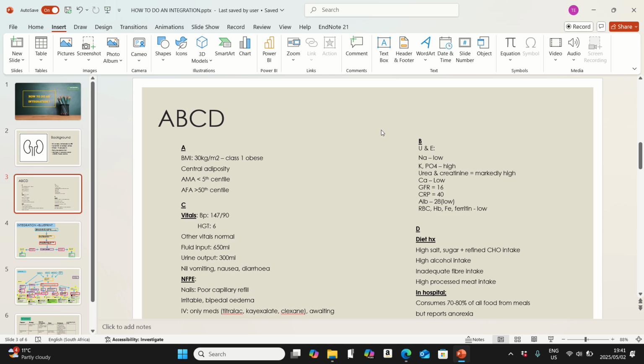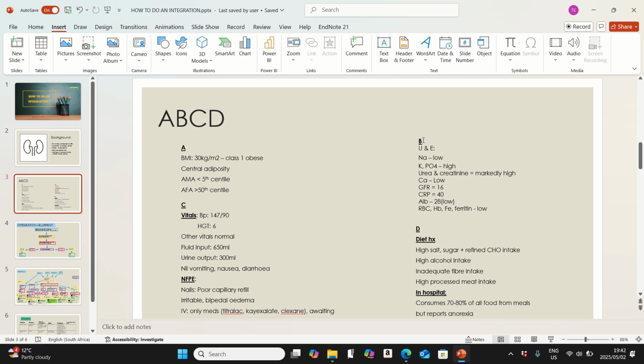Okay, so looking at our ABCD, so our assessment, anthro, the BMI was 30, so we classified him as class 1 obese. And then he also had central adiposity. And then if we look at the arm muscle area and arm fat area, the muscle stores were quite low because he was less than the 5th centile. He had excess fat stores, the arm fat area was above the 50th centile.